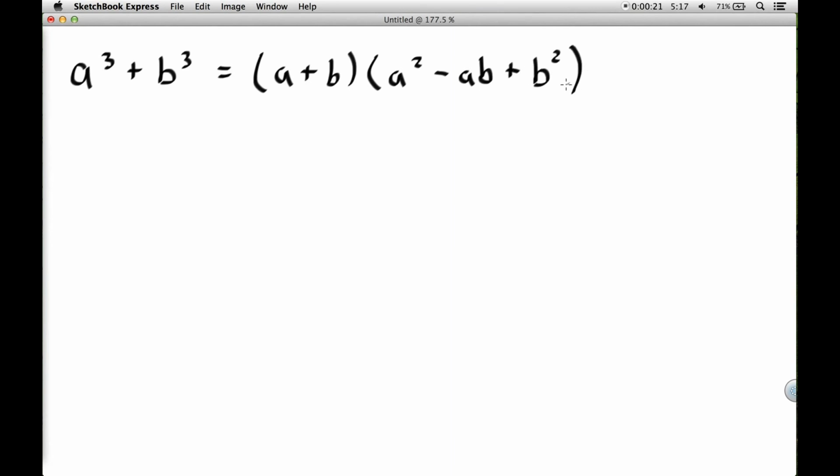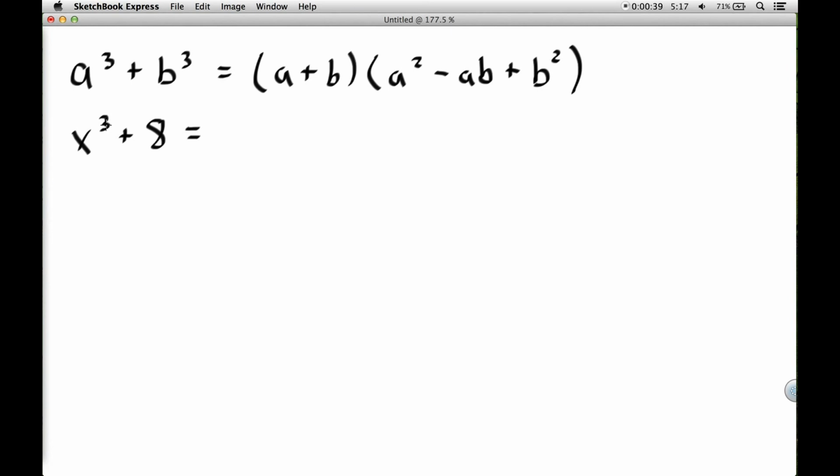Not that long of a formula. Good to commit this one to memory. After a little bit of practice, you shouldn't have too much trouble doing that. So we'll start with a pretty easy example. X cubed plus 8. The first thing you want to do is find the cube root of both of these. And that's what's pretty easy here.